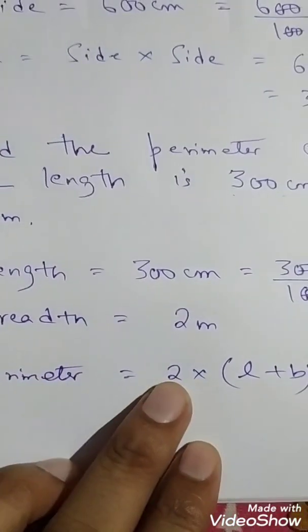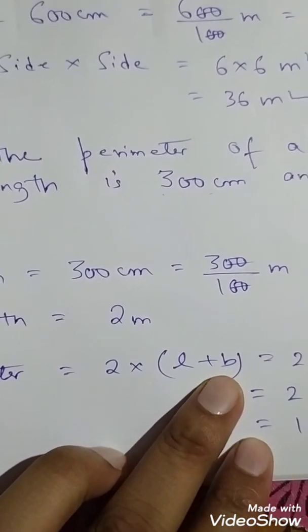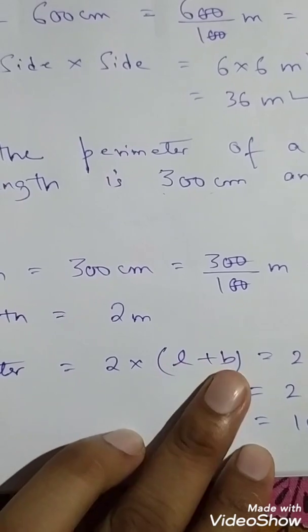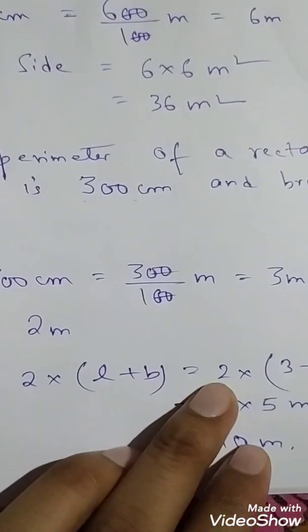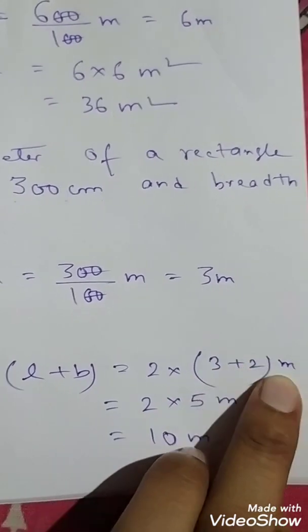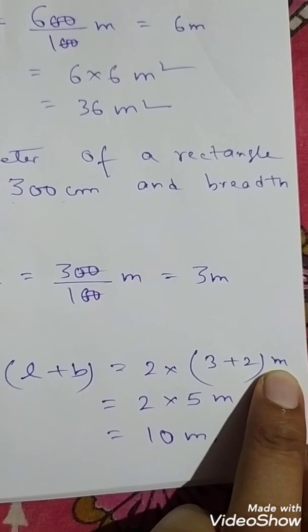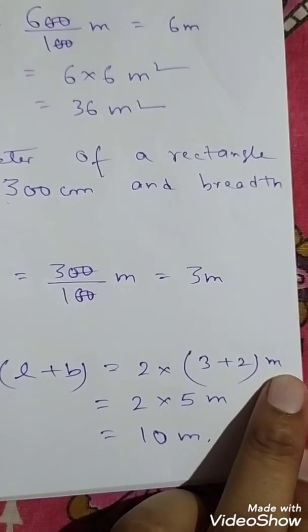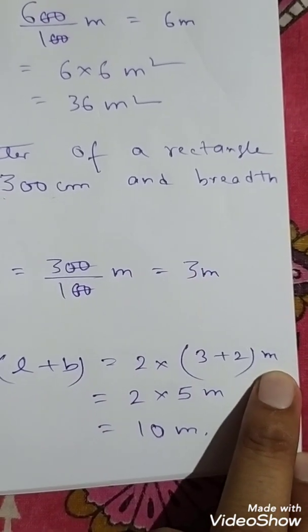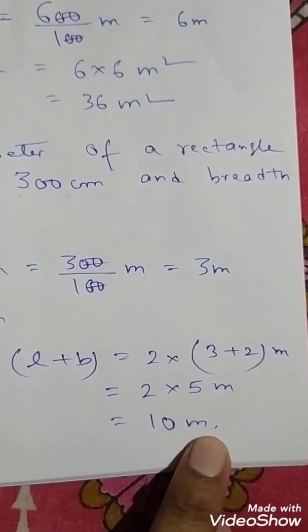So the perimeter formula is 2 into (L plus B). L means length, B means breadth, so don't get confused. Now put the values: 2 into length 3 plus breadth 2, in meter, because in case of perimeter your unit will be either meter or centimeter, and here we have converted to meter. Both are in meter, so the answer will be in meter. 2 plus 3 means 5, and 5 into 2 is 10 meter.